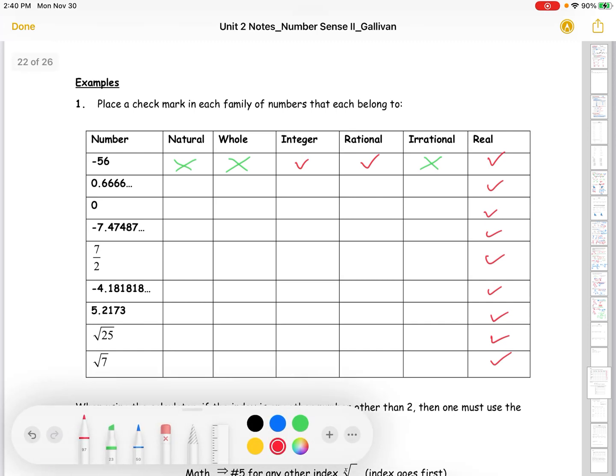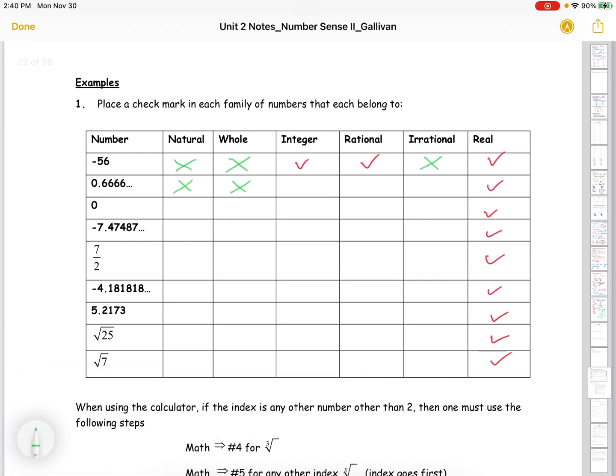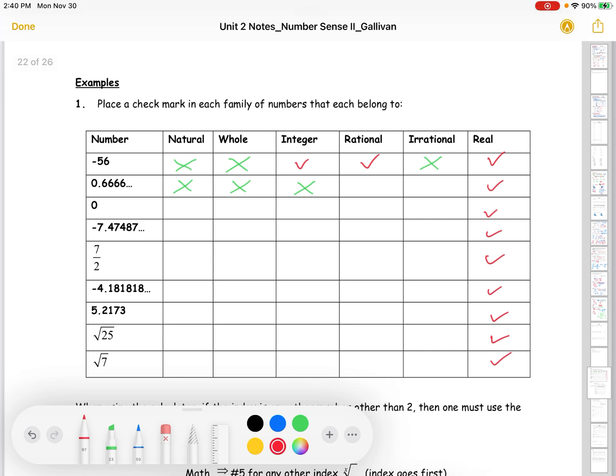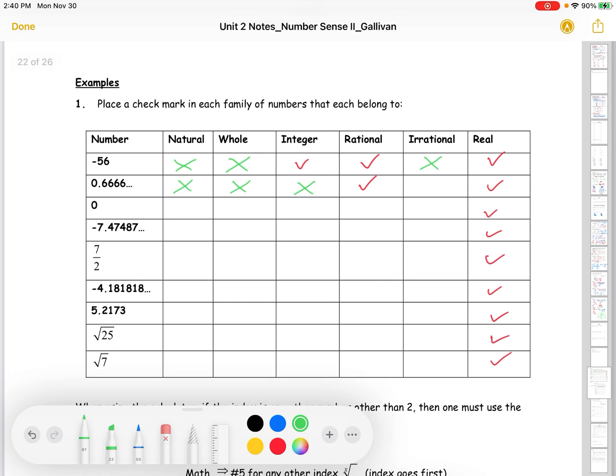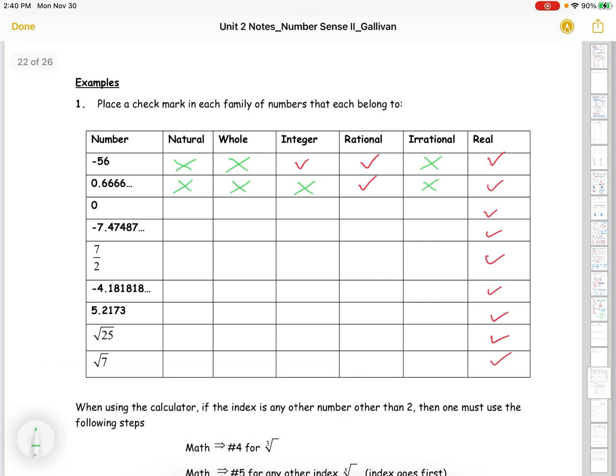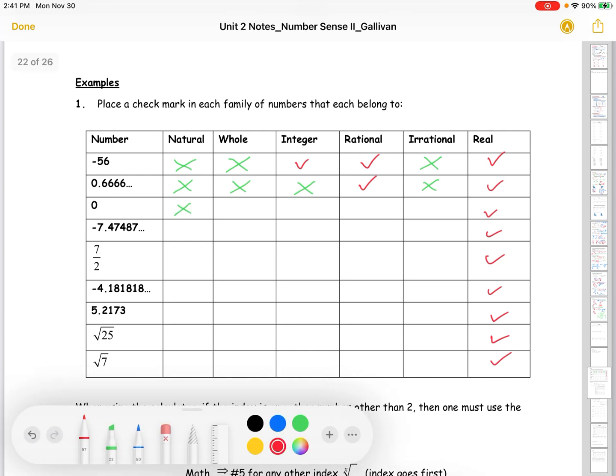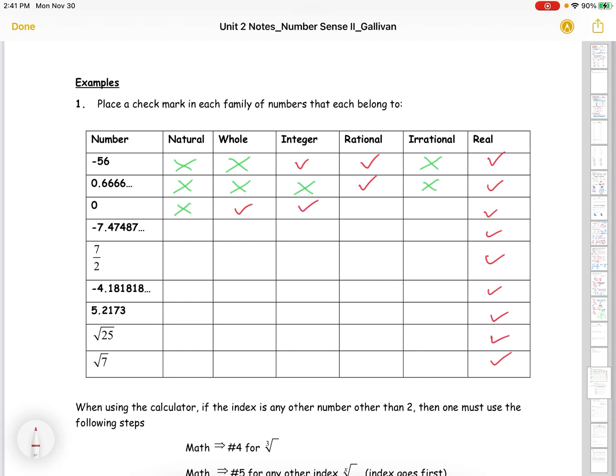Okay? Now here we have 0.666 repeating. It's a decimal, so it is not a natural. It's not a whole number. And it is not an integer. However, we have to decide if it's irrational or rational. We would decide that it is rational because it's a repeating decimal, and we've included that as our rationals. Okay? 0. Not a natural, but 0 is a whole number. It is an integer. It is rational. It is, however, not irrational.